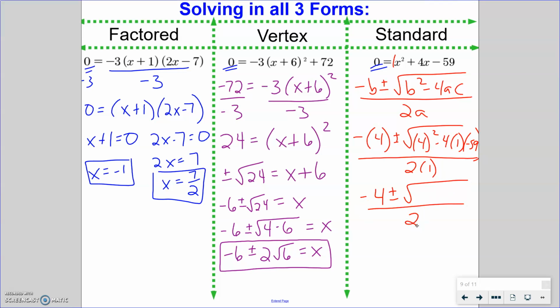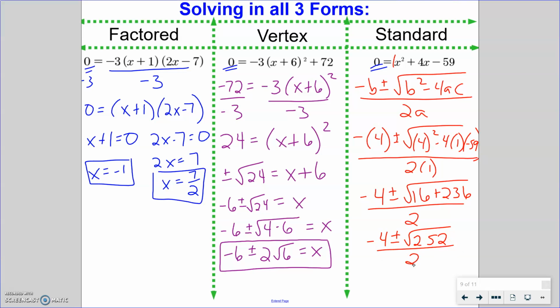You'll actually notice when I do these videos, I tend to do the -4 and the 2 first, then I worry about the square root later. So 4 squared is 16. And then that's going to be plus whatever 4 times 59 is, which is 236. That's a big number. Okay. Plus 16. So that gets me -4 plus or minus square root of 252 all over 2.